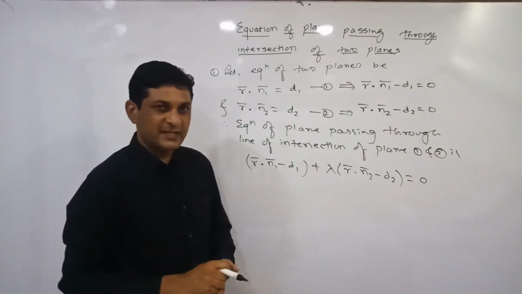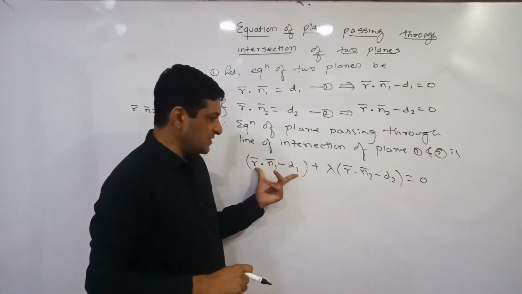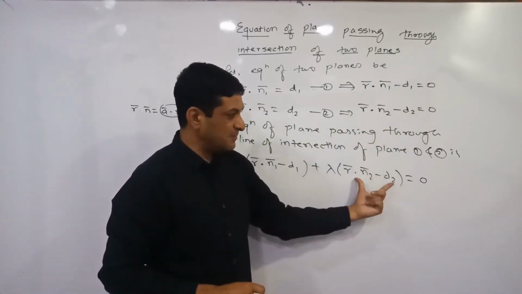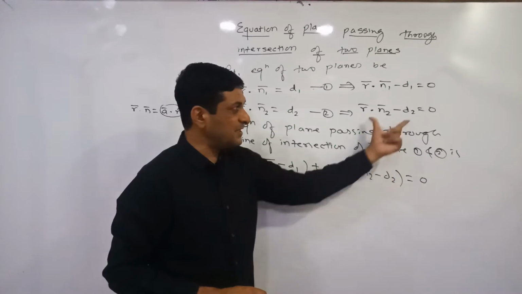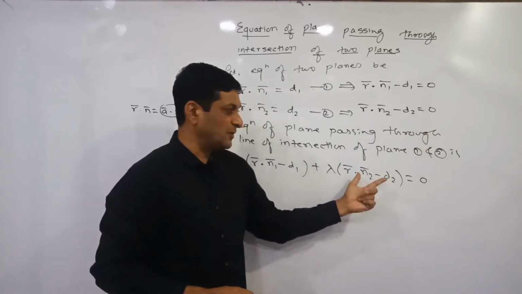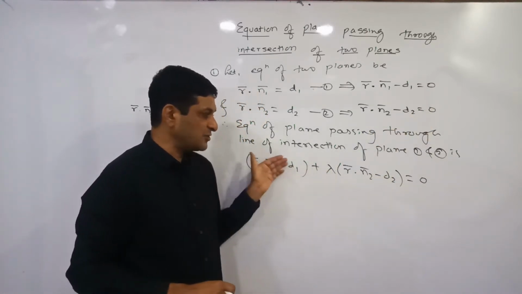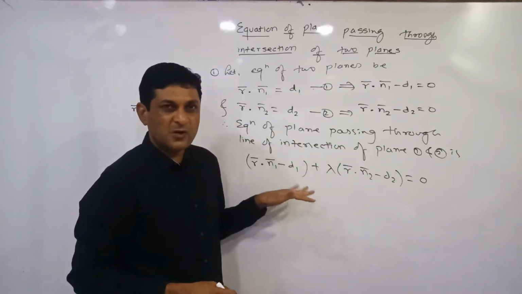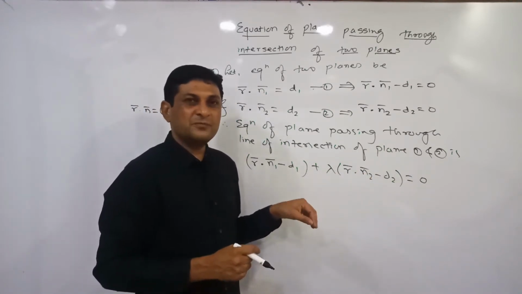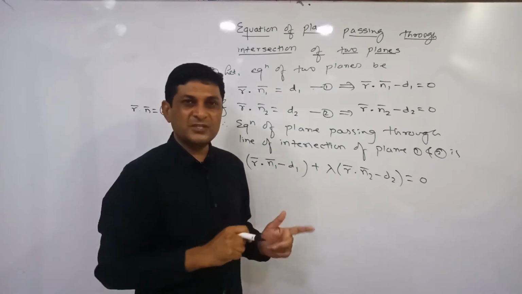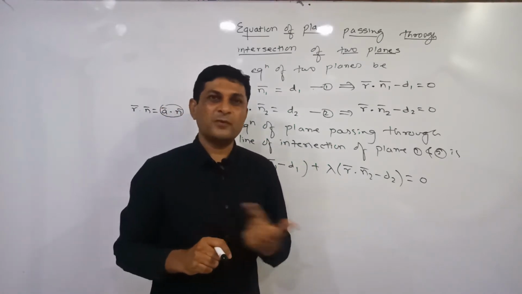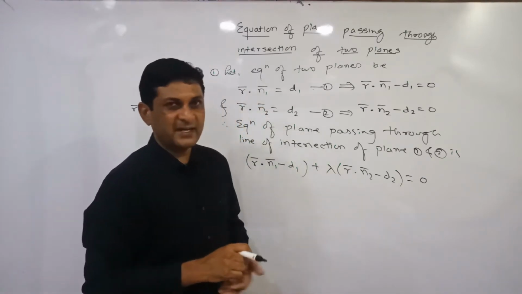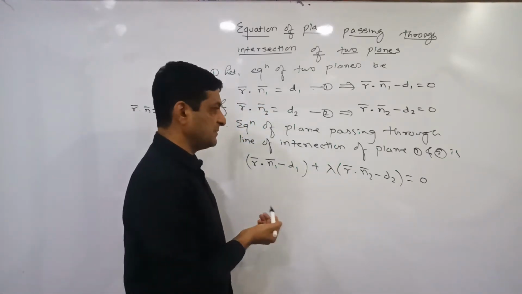See why we are getting 0? Because the value of the first term is equal to 0, and the value in the second bracket is also equal to 0. 0 into lambda is 0, and 0 plus 0 is equal to 0. Let us simplify it. Already we have got a formula which can be applied to find the equation of a plane passing through the intersection of two planes. Let us simplify it and write it in the simplest form.